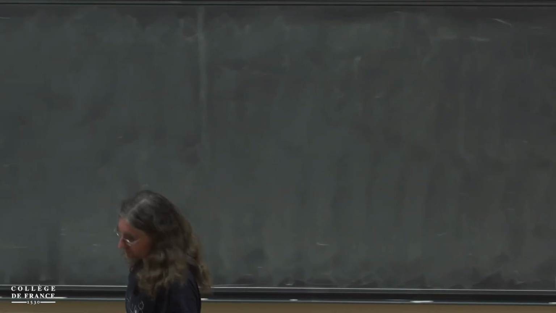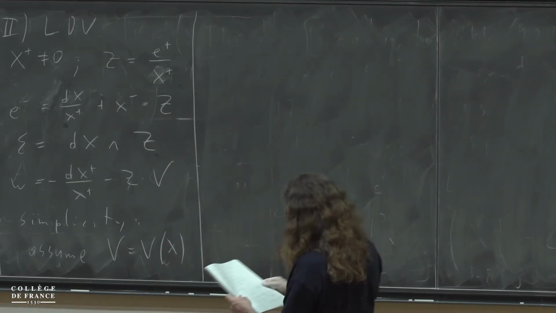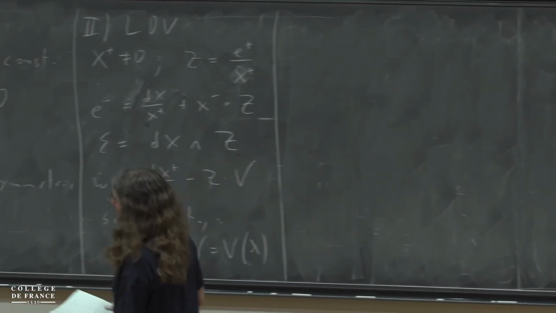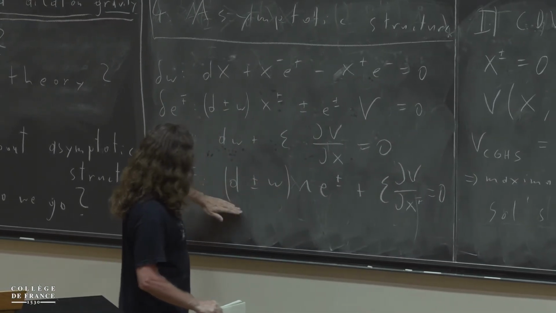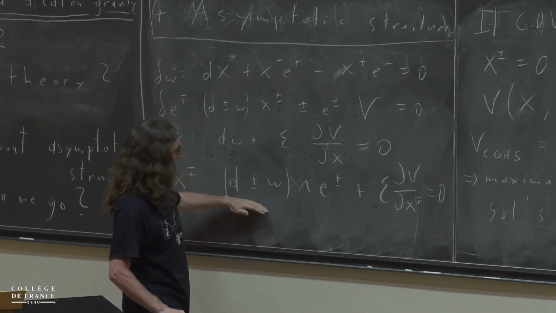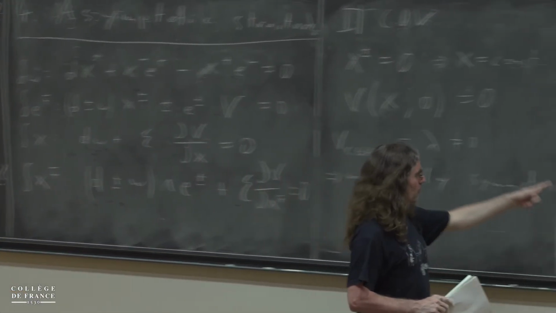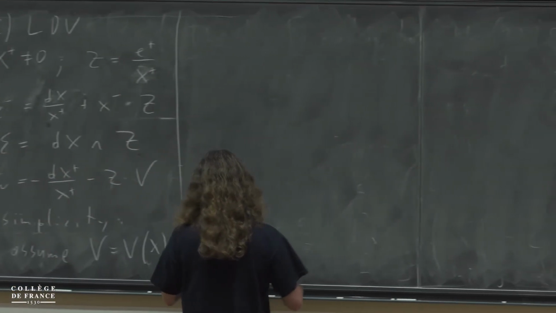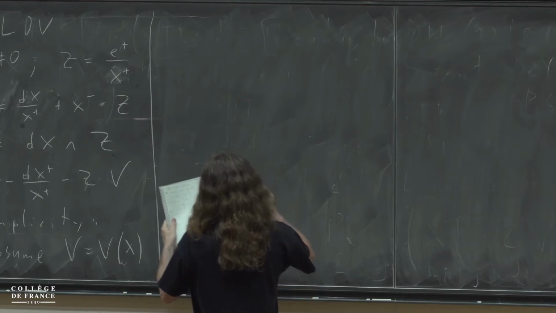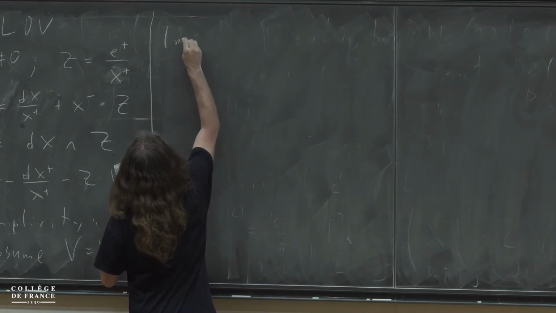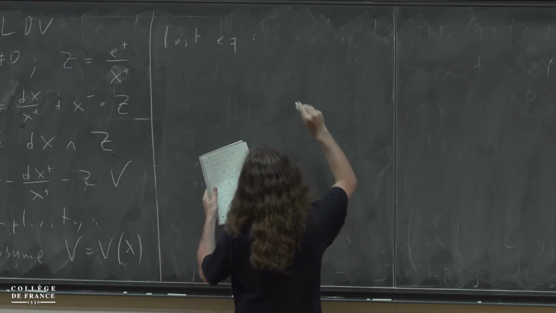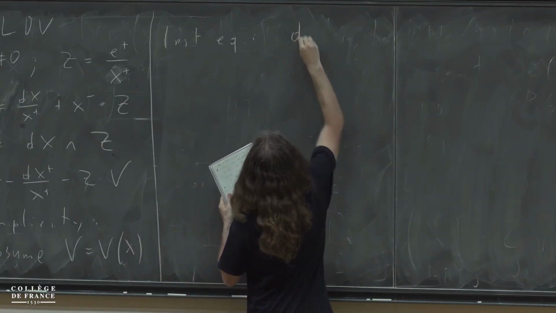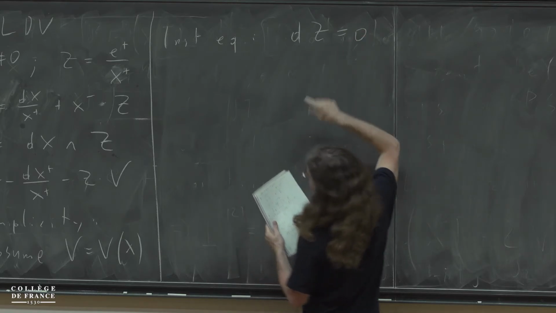Okay, so we consider now the last equation here. And we have results for e minus and omega. So the last equation, it's a one-line calculation to show that this simplifies actually to dZ is equal to 0.